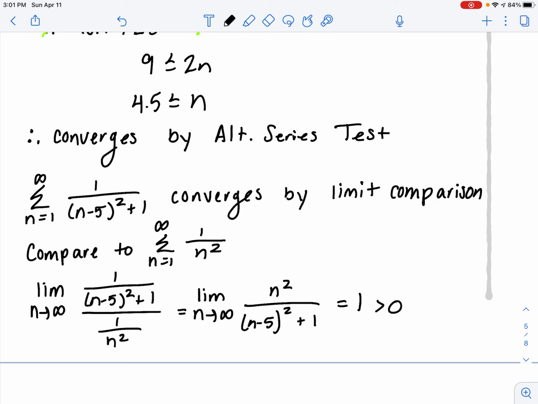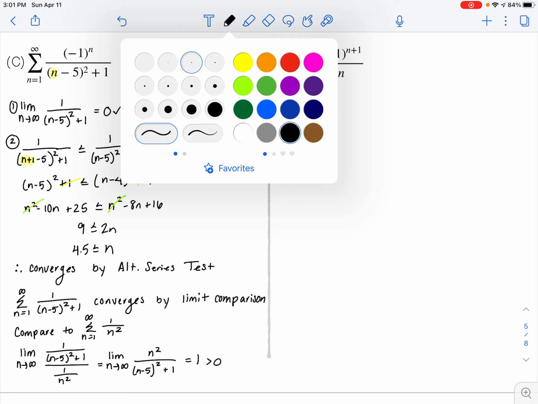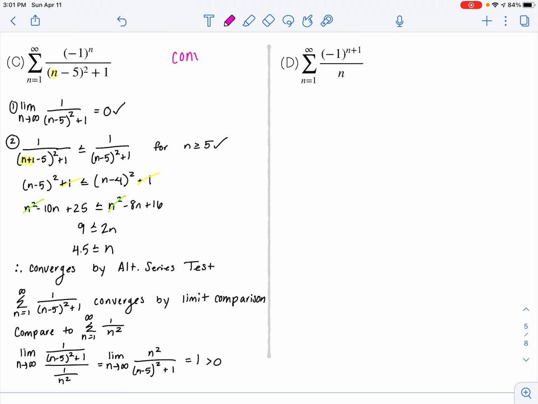So because both the alternating version and the non-alternating version converge, we're going to say that this converges absolutely. Right? It absolutely converges no matter what, whether there is an alternator or not.